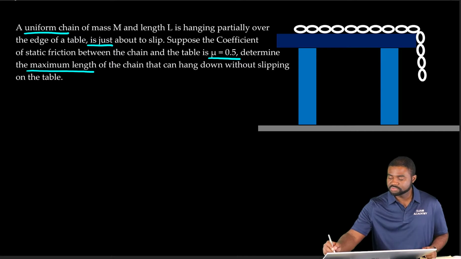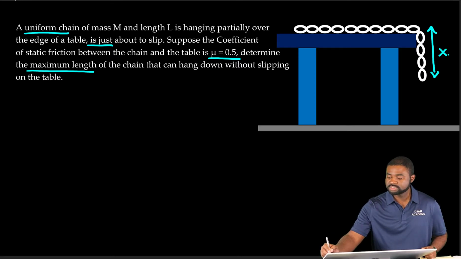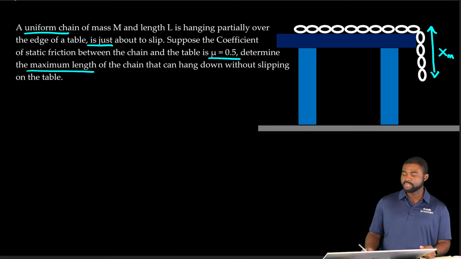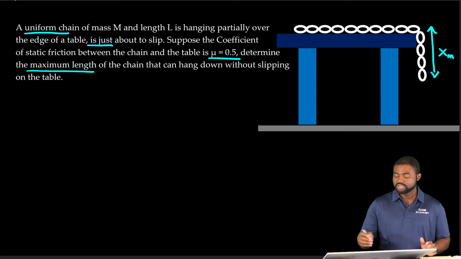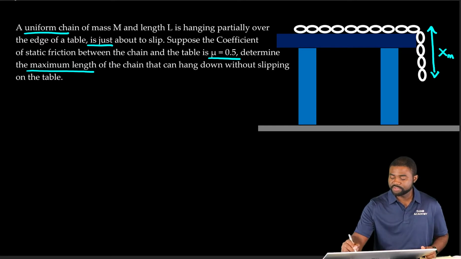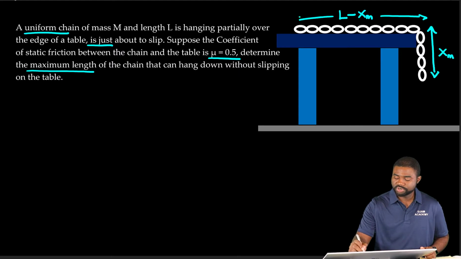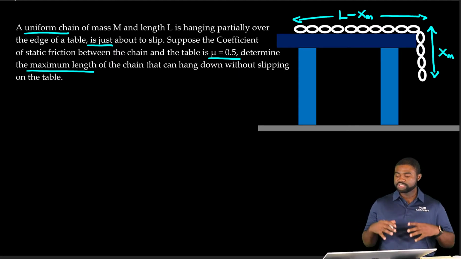So let's assume that the length of the chain that can actually hang down without slipping is X max, which is XM, and the total length of the chain is L. That means that the length of the chain left on the table will be L minus XM. Now we have demarcated the various lengths.